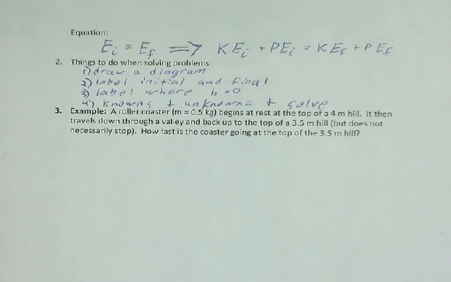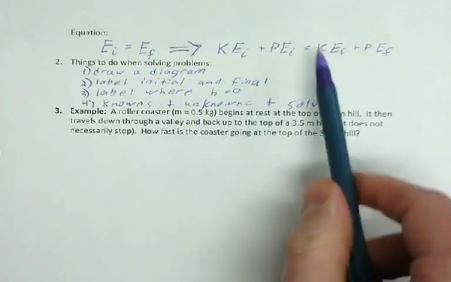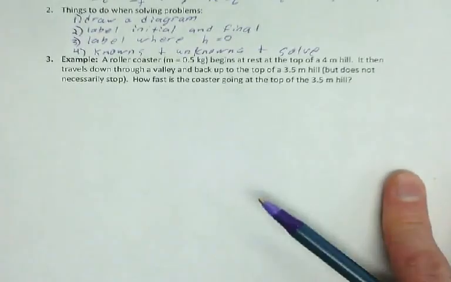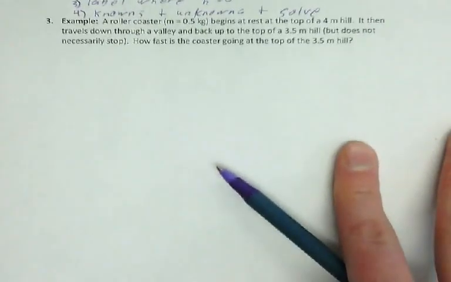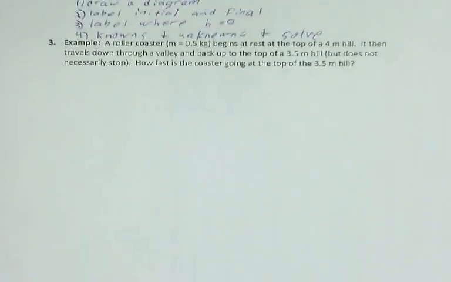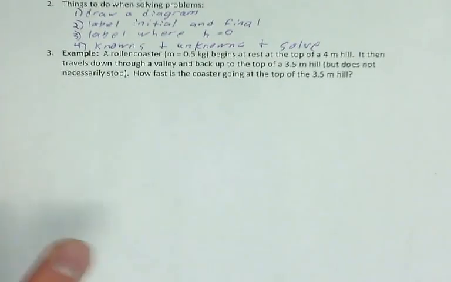An example together and kind of go through how to solve this. We'll follow all these steps, we'll use the equation, and I'll show you how to work through an example like this. So a roller coaster with a mass of 0.5 kilograms begins at rest at the top of a 4-meter hill. It then travels down through the valley back up to the top of a 3.5-meter hill, but does not necessarily stop, so don't assume it stops at the end. How fast is the coaster going at the top of the 3.5-meter hill?